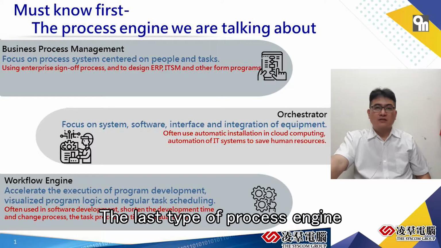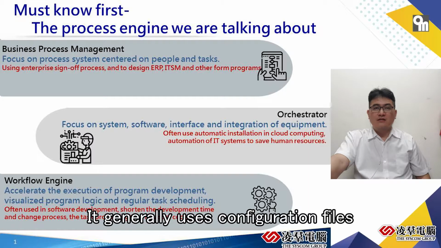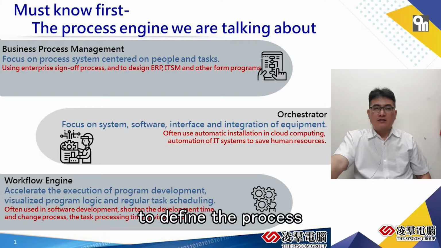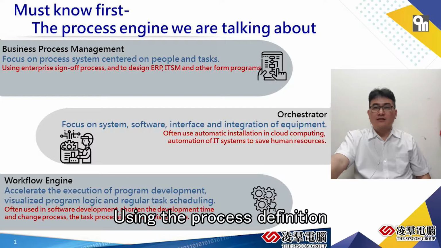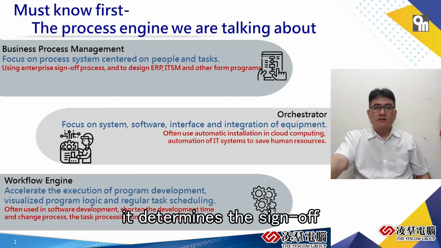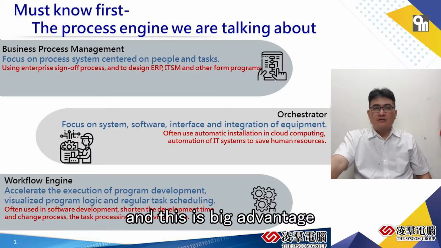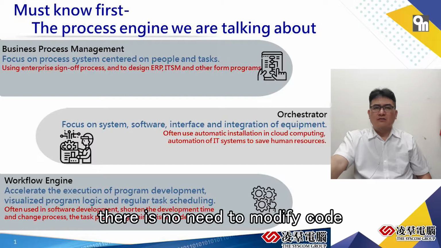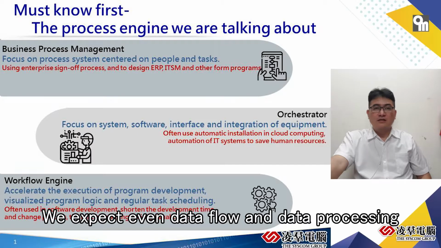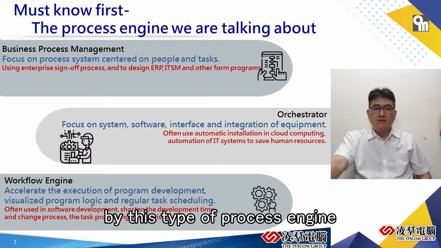The last type of process engine is used by program developers. It generally uses configuration files to define the process and helps reduce program development time. Using the process definition, it determines the sign-off or the direction of the program, and it's a big advantage. As customer requirements change in the process, there is no need to modify code. We expect even data flow and data processing will soon be completed by this type of process engine.